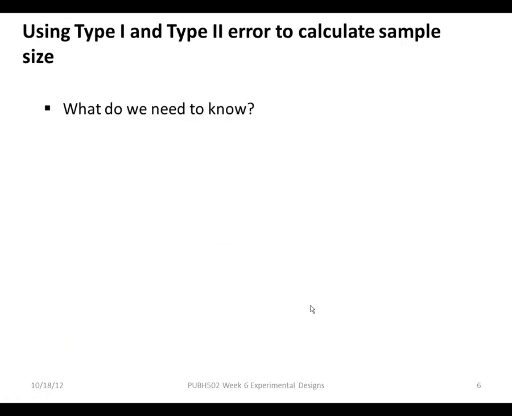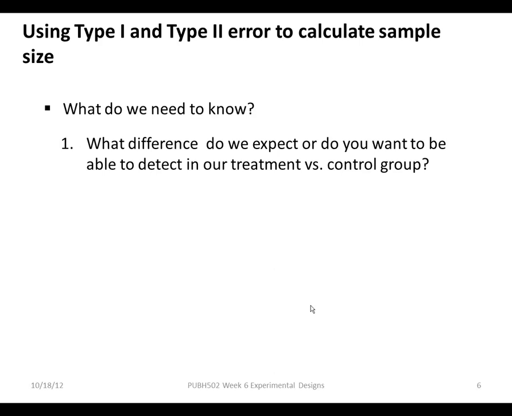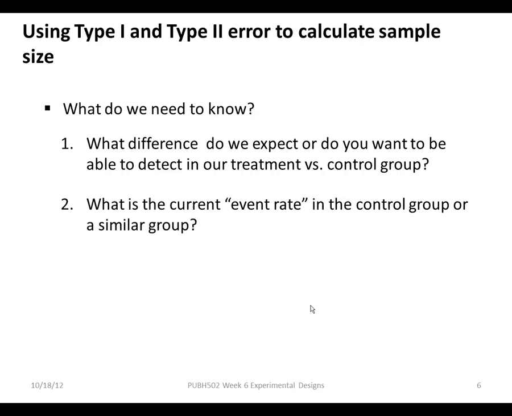So how do we use this concept of type 1 and type 2 error and alpha and power to actually calculate a sample size? Well, you need to round up some parameters. One thing you need to know is what difference you're looking for. So what difference do I expect, or do I want to be able to detect in my study between treatment and control? And we often call that the effect size. I need to know what the current event rate is, or treatment rate or success rate, in the control group or in a similar group.